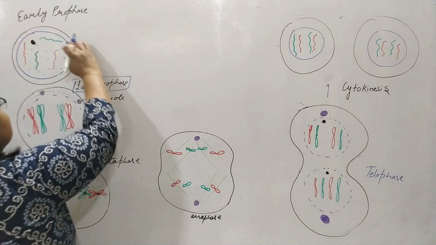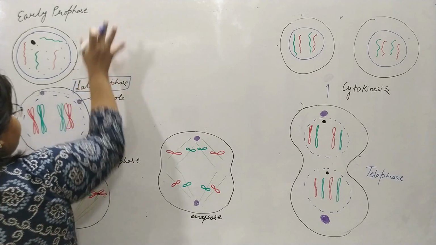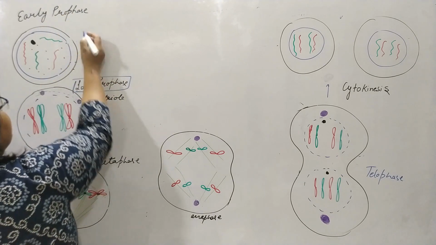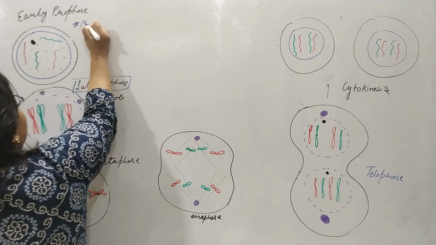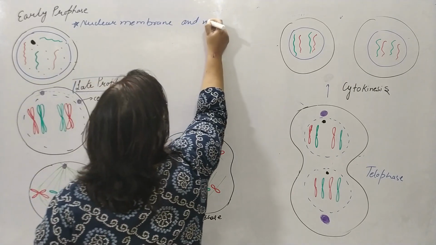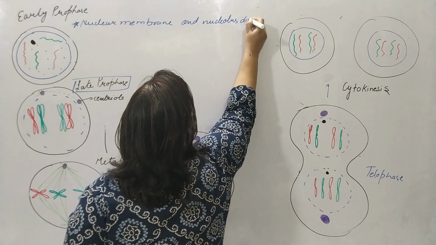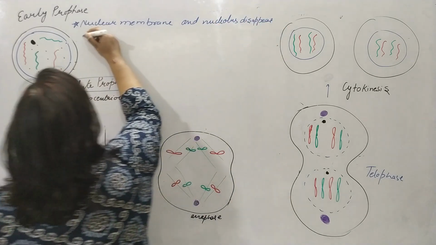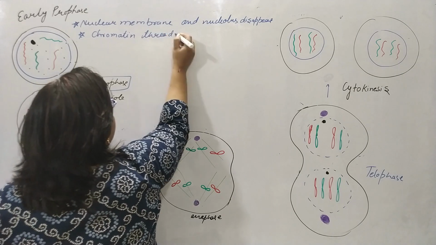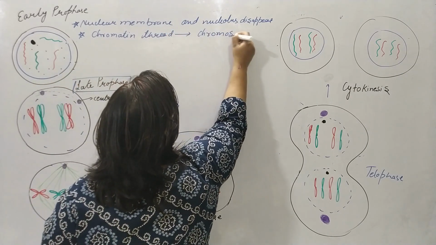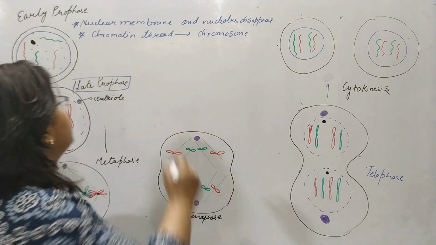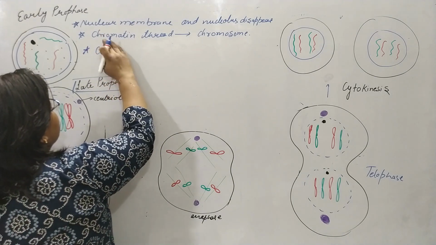Here I will write and simultaneously you will note down. In the prophase I am writing combinedly, not the early phase and the late phase, for both sub stages. So in the prophase, what will happen? The nuclear membrane and nucleolus disappear. Chromatin thread condenses and converts into the chromosome. And the centriole moves towards the opposite pole, and the other centriole moves towards the opposite pole.